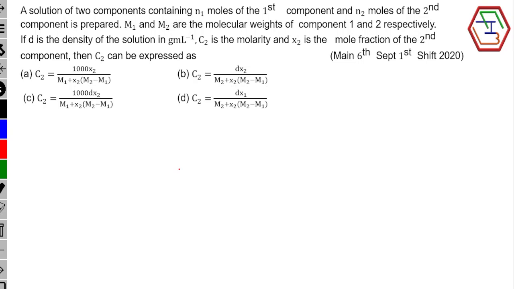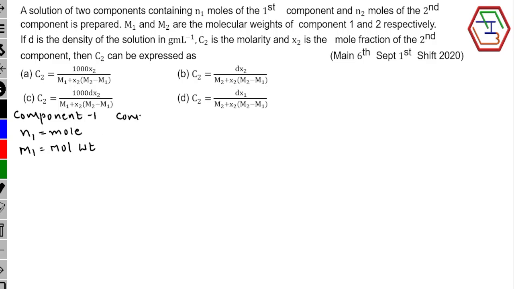According to the question, they are asking us to find out the concentration. Concentration किसका find करना है? Component 2 का. So let us first of all extract the data from the question. Component 1. Component 1 के लिए क्या दिया हुआ है? First is N1 mole. Okay. दूसरा दिया हुआ है molecular mass M1, molecular weight.